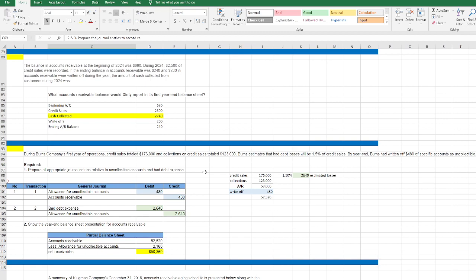The balance in accounts receivable at the beginning of 2024 was $680. During 2024, 2,500 of credit sales were recorded. If the ending balance in accounts receivable is 240 and 200 in accounts receivable was written off during the year, the amount of cash collected from customers was... So beginning accounts receivable is 680, and we have credit sales of 2,500. I had to back into this one. We know write-offs are 200, and we know ending balance is 240. So I took 680 plus 2,500 minus 240 minus 200 to get cash collected of 2,740.